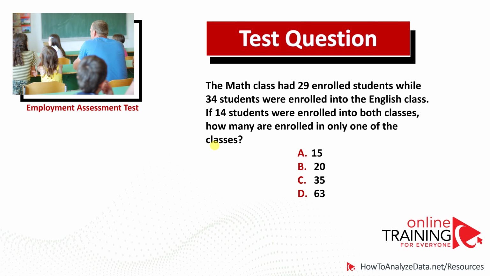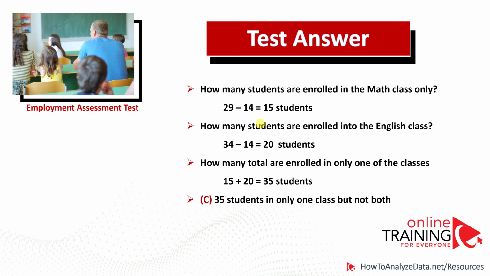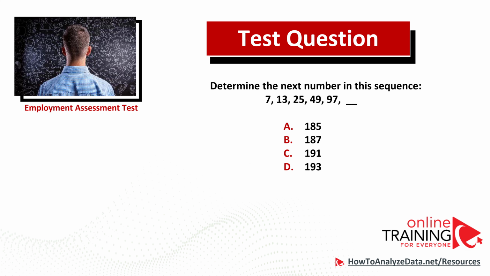Let's recap. We have groups of students that are enrolled into both English and math classes. To solve this challenge, we need to find students that only enrolled into one particular class, and then add them up to get to the correct answer. Hopefully you've nailed this question. And now here's the question for you to try.